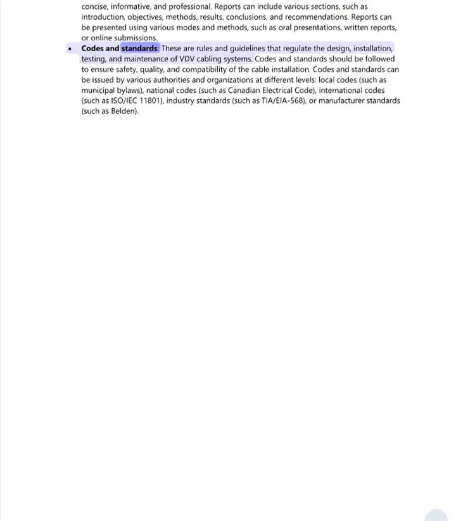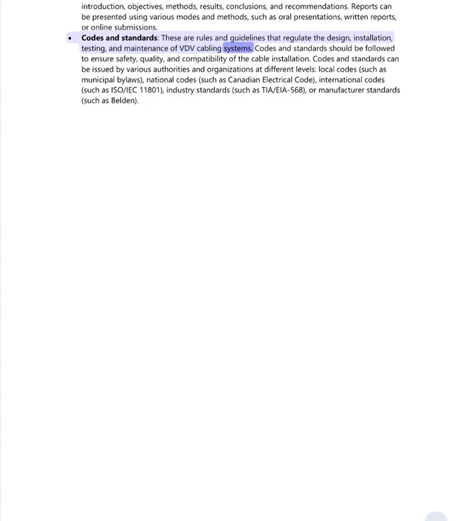Codes and standards. These are rules and guidelines that regulate the design, installation, testing, and maintenance of VDV cabling systems. Codes and standards should be followed to ensure safety, quality, and compatibility of the cable installation. Codes and standards can be issued by various authorities and organizations at different levels. Local codes such as municipal bylaws, national codes such as Canadian Electrical Code, international codes such as ISO/IEC, industry standards such as TIA/EIA, or manufacturer standards such as Belden.